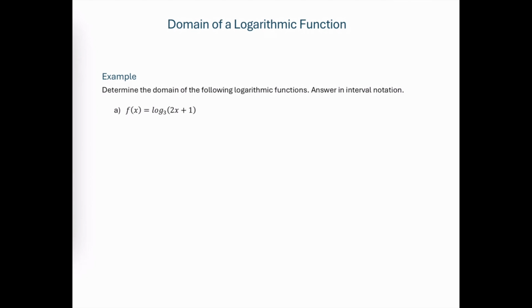Determine the domain of the following logarithmic functions algebraically. Recall that the argument of a logarithmic function must be strictly positive. So that's how we find the domain of the logarithmic function: we take the argument, which in this case is 2x plus 1, set it greater than 0, and figure out who are the x's that make that happen. To solve for x, we subtract 1 from both sides.